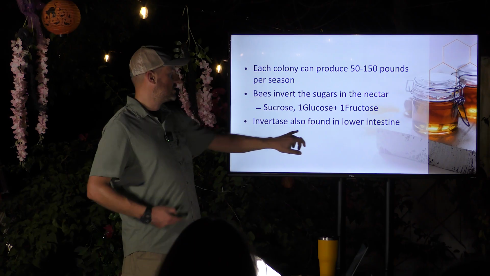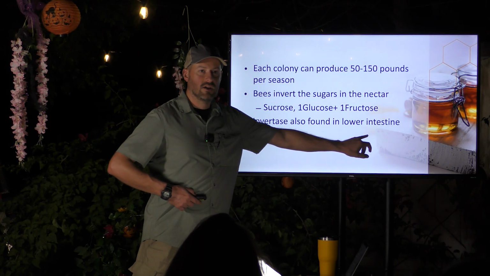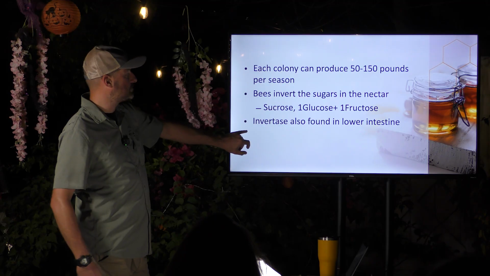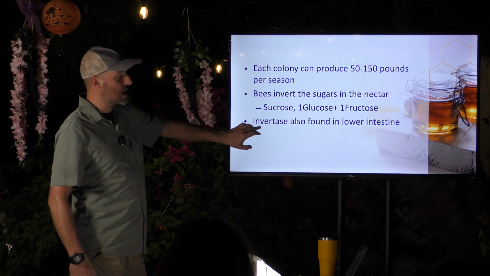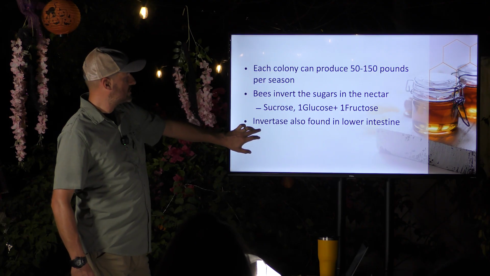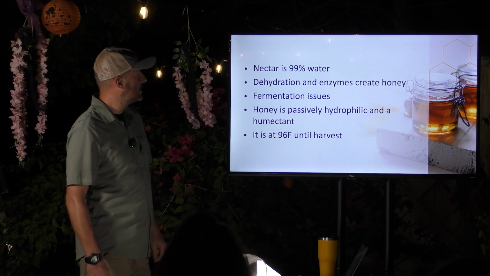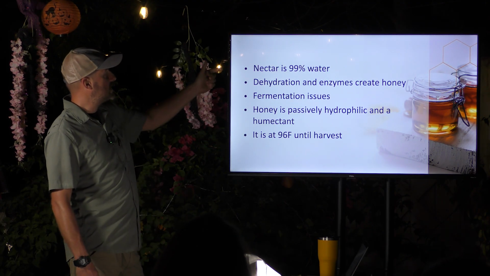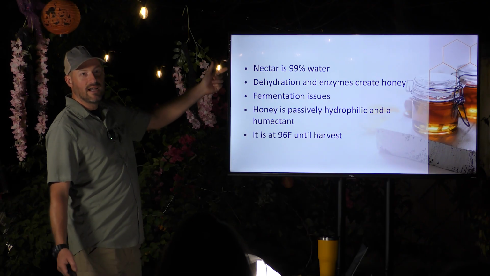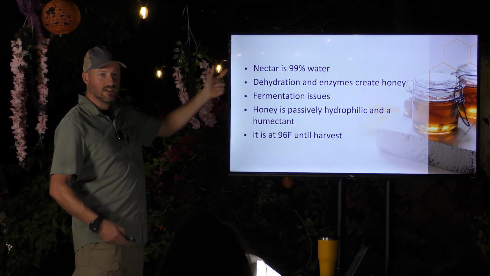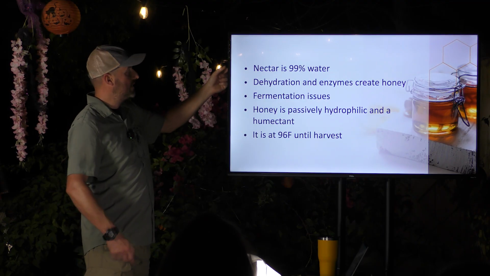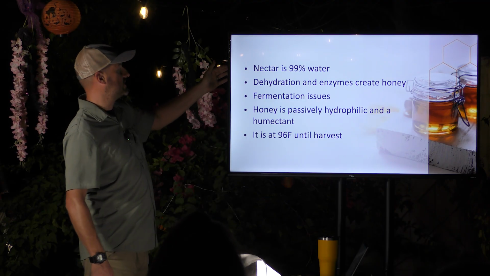So invertase is also found in our lower intestine, and it's also found in our livers. It's what our livers use to help break down sugars as well. And it's not very commonly found in nature. Pretty much all the bees have this, but it's not very common. So we mentioned nectar is 99% water. And that's the amount of work these bees do. They'll fly all day to collect the nectar and spend all night to dehydrate and refine it. So they're working almost 24 hours a day. They don't really sleep, but they kind of take rest periods.